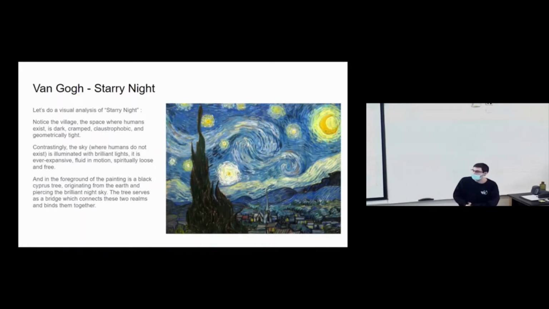Now that is not a fire, but it is a black cypress tree. And what this tree is doing, since it's beginning from the bottom of the painting and touching the very top, is acting as a bridge which connects the two realms together. It's binding these two realms. It's telling us that even though these realms are completely different and opposites of one another, there is a connection between them. There is a way to start at one and end up at the other.